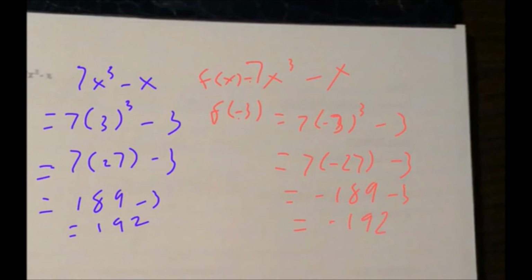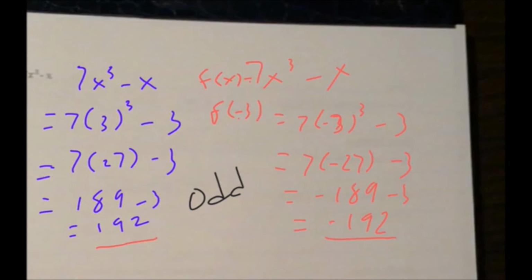Okay, so remember, if you have to, flip back to the front. We're looking at our answers. Are the answers equal? Does 192 equal negative 192? No. Are they opposites? Negative 192 is the opposite of 192. So ding ding ding, we have a winner. This function is odd.